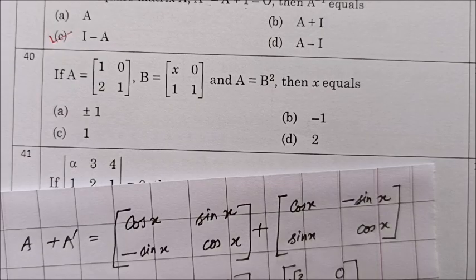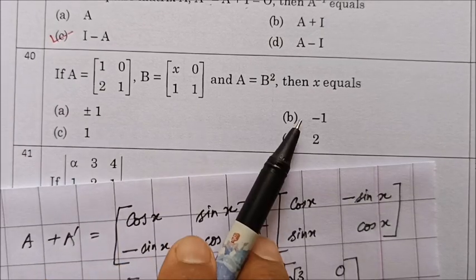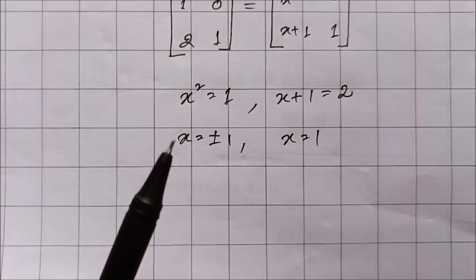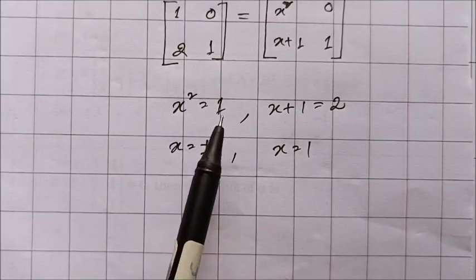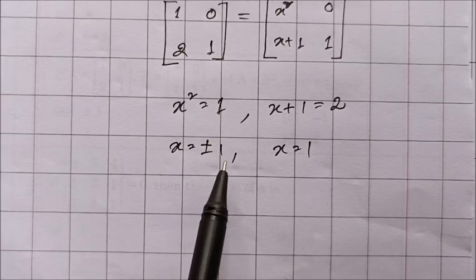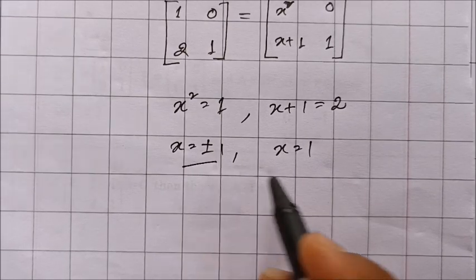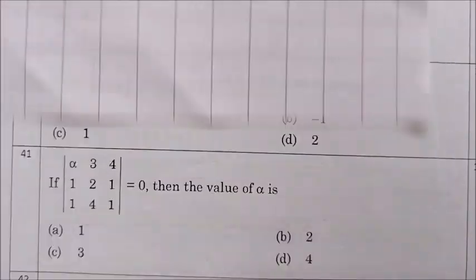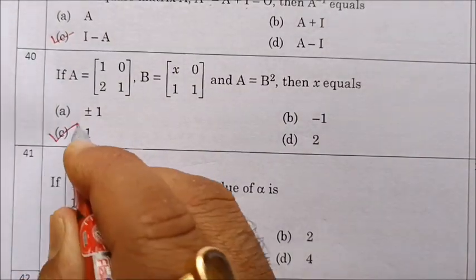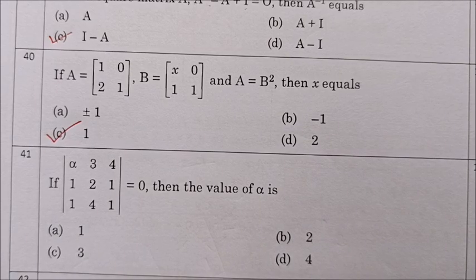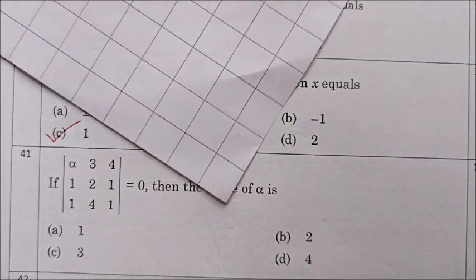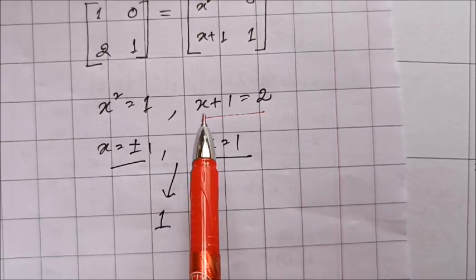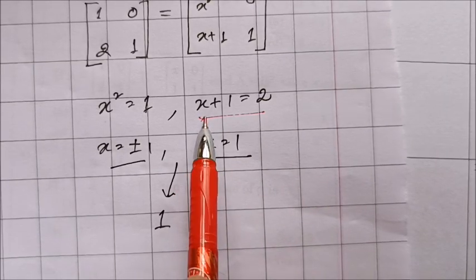See, we have the options plus minus 1, minus 1, 1 and 2. So our solution is x square equal to 1, that is x equal to plus minus 1, and x equal to 1. And the common value of both of them is 1. So we are going to tick the common value, that is 1, because 1 satisfies both the equations. If I take 1, it satisfies this also, this also. But if I take minus 1, this equation will not be satisfied.